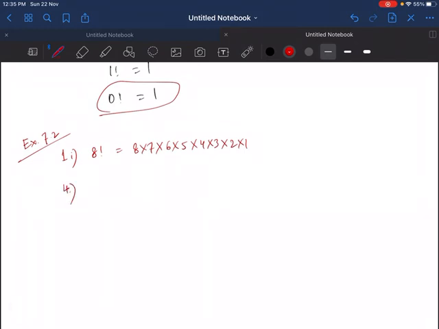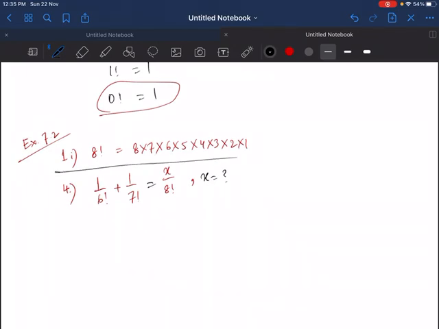So question number 4 is what? 1 by 6 factorial plus 1 by 7 factorial equals x by 8 factorial, and we have to find what? Sorry, it is equal to, not plus. This one is equal to. So 1 by 6 factorial plus 1 by 7 factorial is equal to x by 8 factorial, and we have to find the value of x. So let us start with this question.